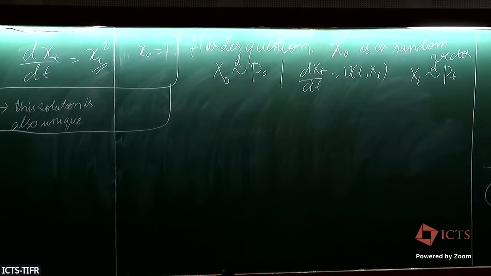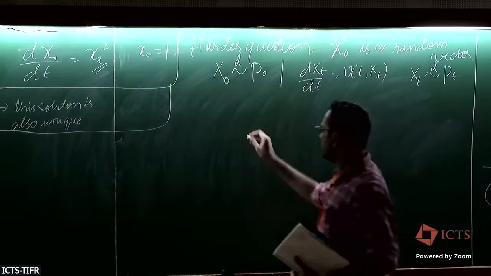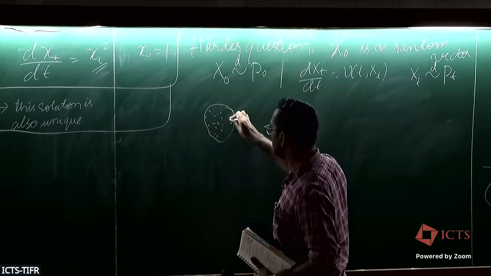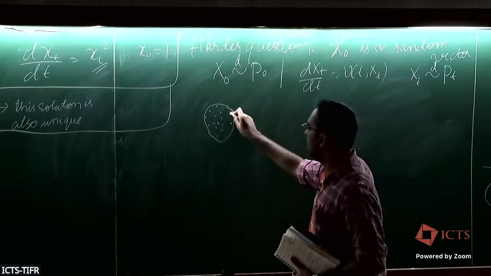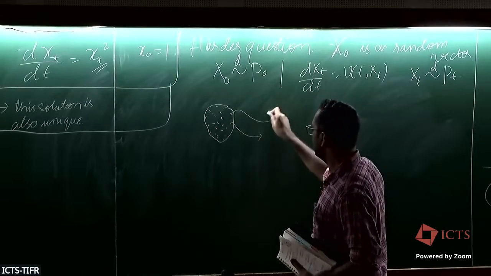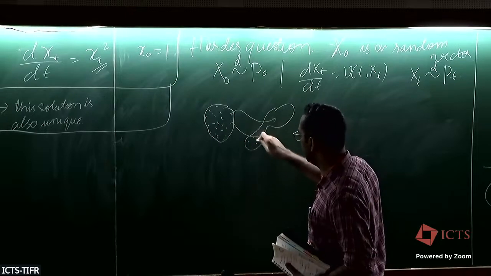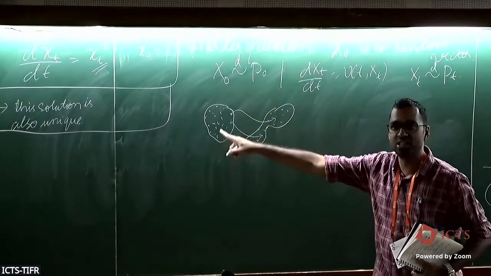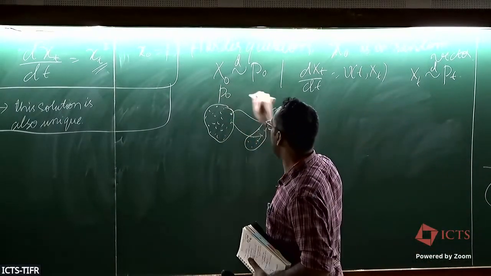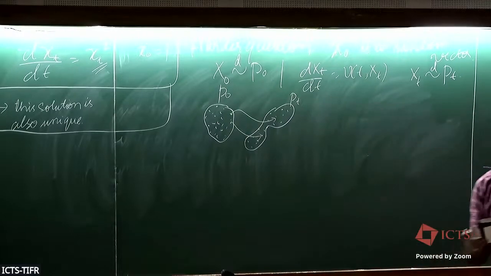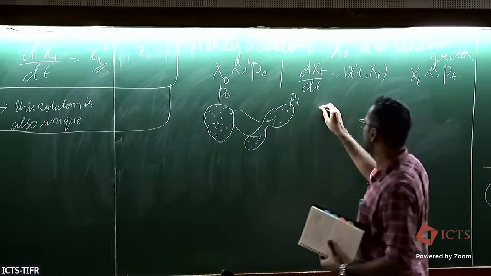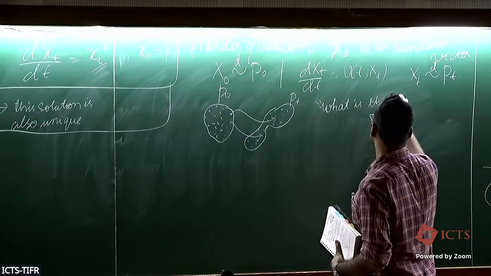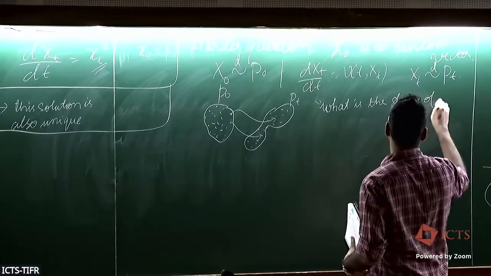To give you a picture, we have x_0, which is a fairly nice set of all the possible initial conditions. Each point evolves under the ODE, and then we start getting these strange looking points which correspond to the solution for each initial point. This is p_0 and this is p_t. So roughly speaking, what is the shape of p_t?